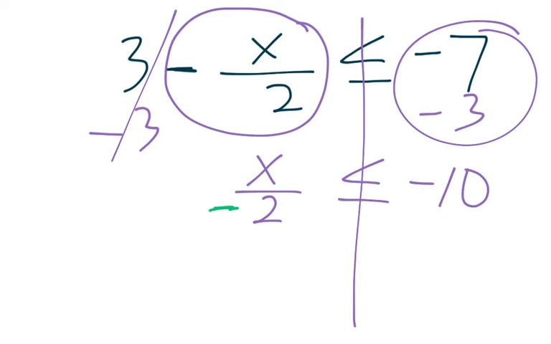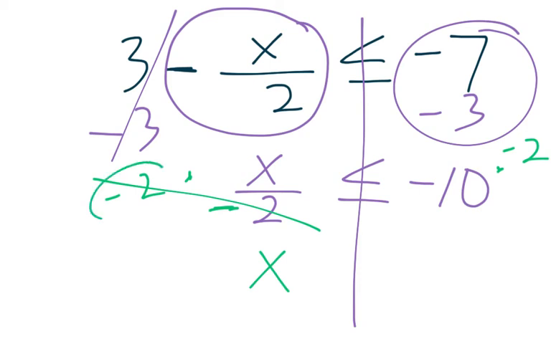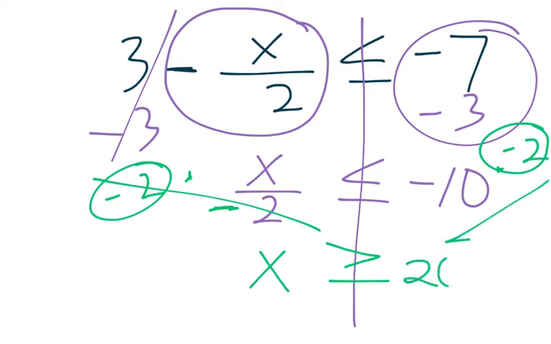If I put it with the 2 and make it negative, now to solve this, I'll just multiply both sides by negative 2. And the x will be positive. So these cancel, I get x. And now I do have to flip the sign because we multiplied both sides by negative 2. And over here with our math, we get positive 20. So x is greater than or equal to positive 20.